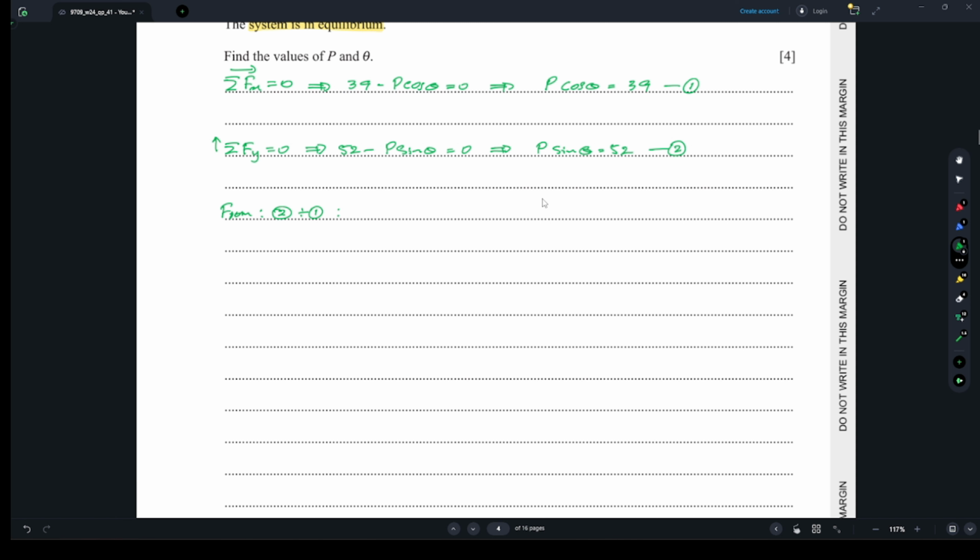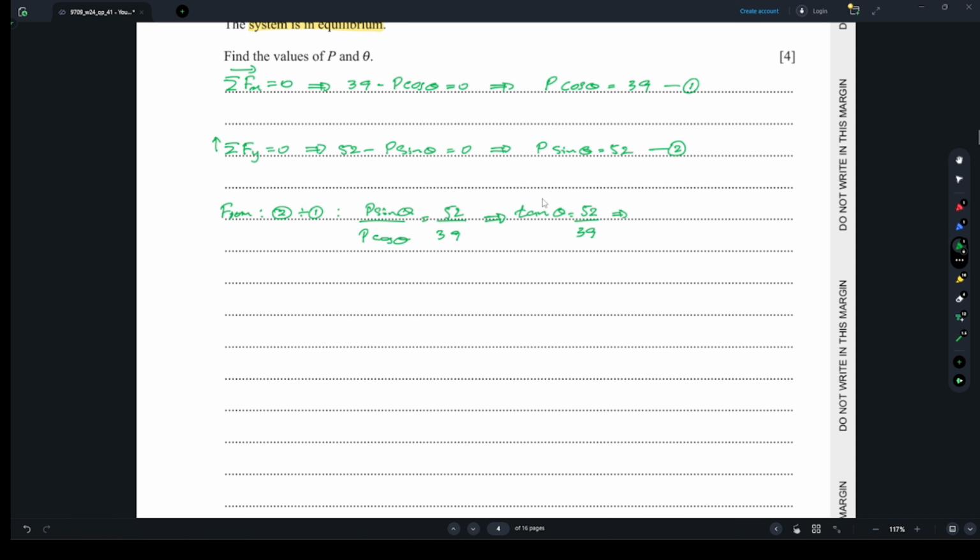So 2 divide by 1. So we have p sine theta divided by p cos theta here. And so here we have 52 over 39. So then the p's cancel. So we have tan theta equals 52 over 39.